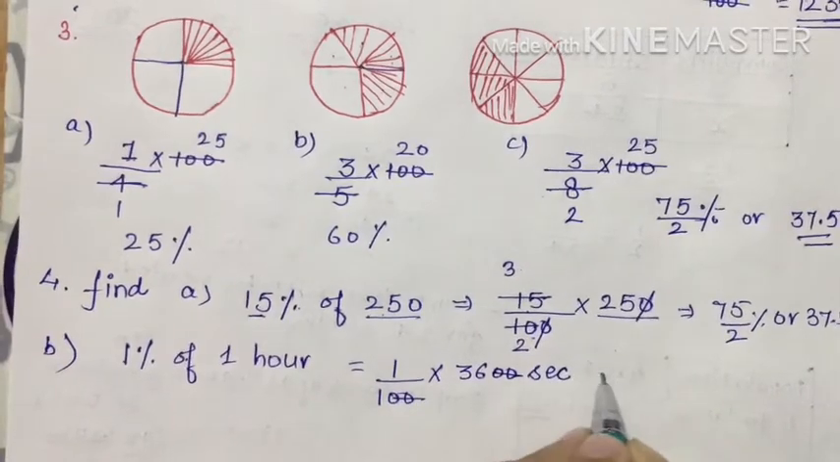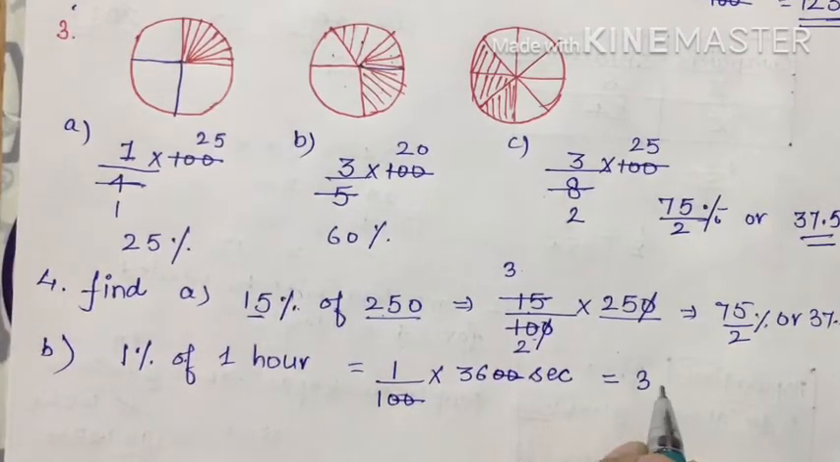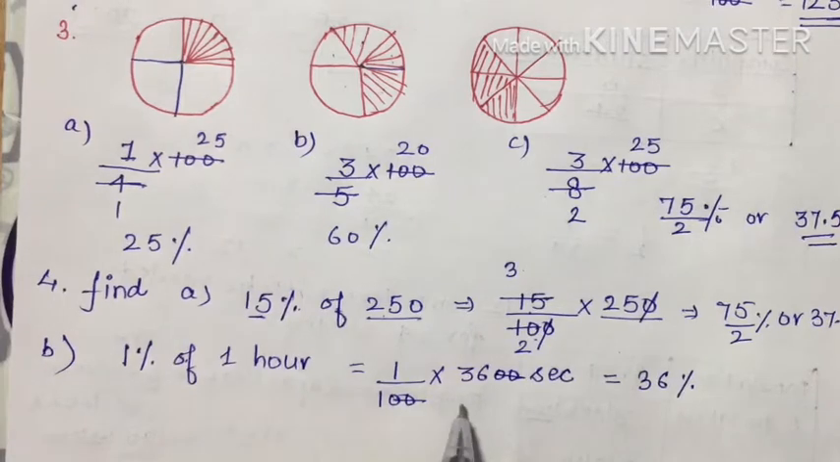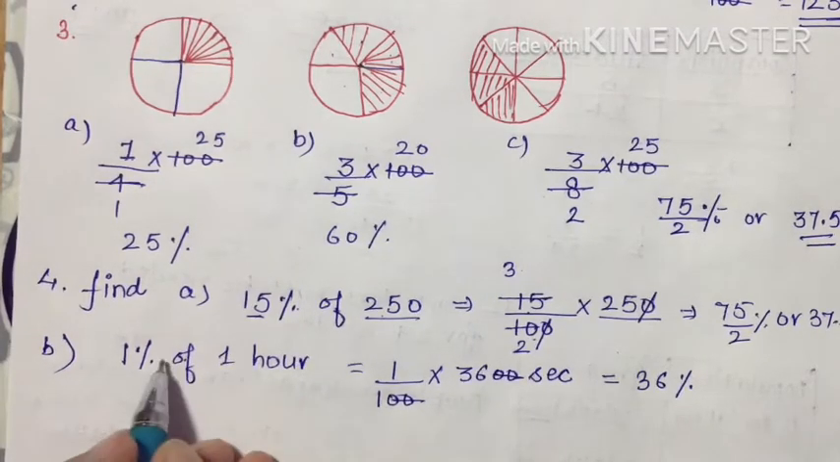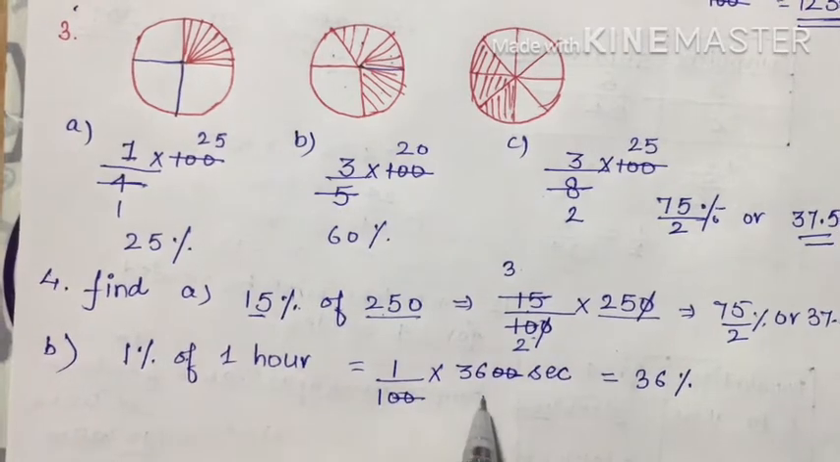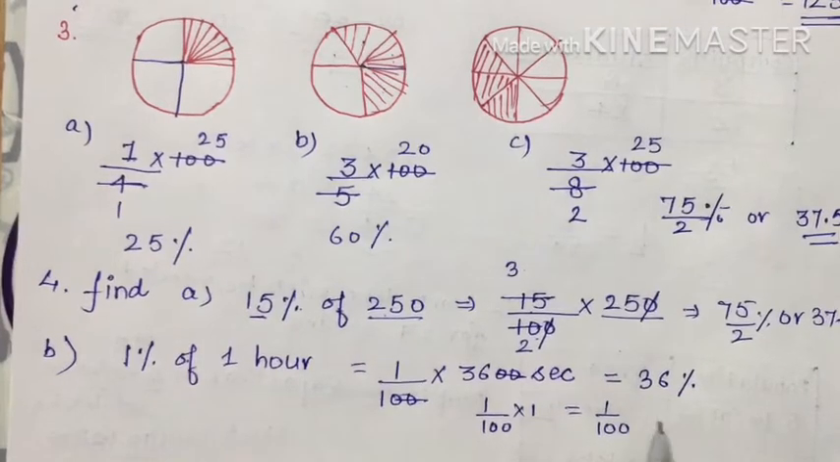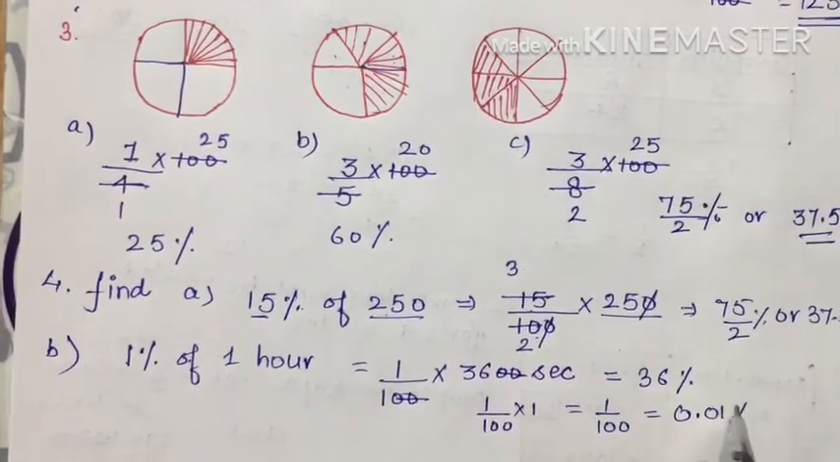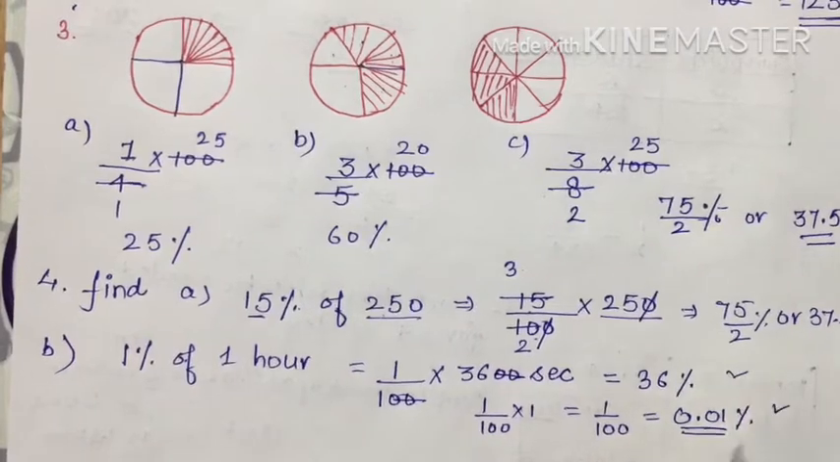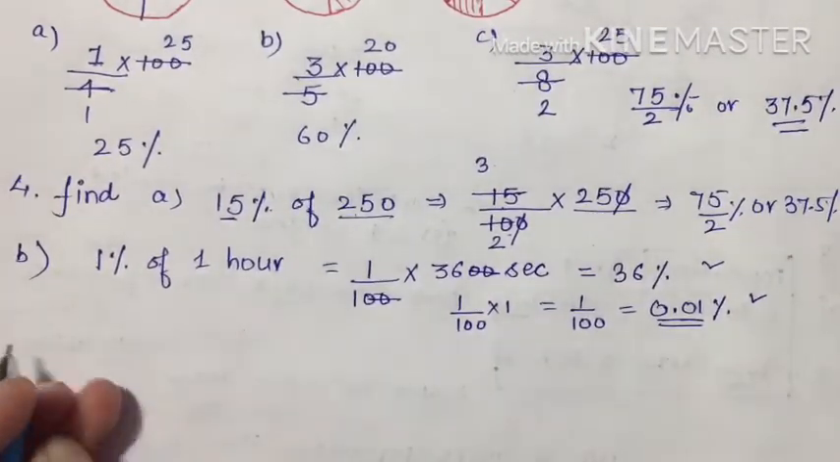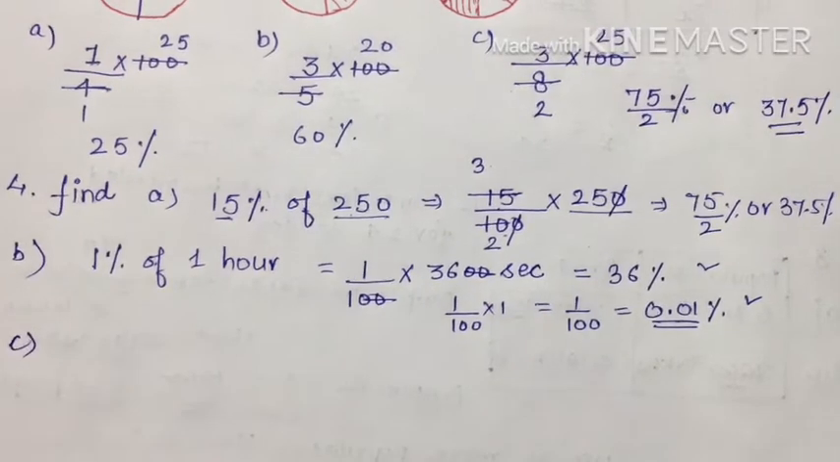Okay, the zeros are cancelled. So what is the answer? 36 seconds. If we have converted into seconds, there is a different answer. If I keep it according to hour only, then it will be 1 divided by 100 multiplied by 1. So 1 divided by 100, it can be 0.01 hour. Okay, both can be the answer of it, but one is according to seconds, the other is according to hour. You can find your answer according to minutes also, because we know how to convert hour into minutes.